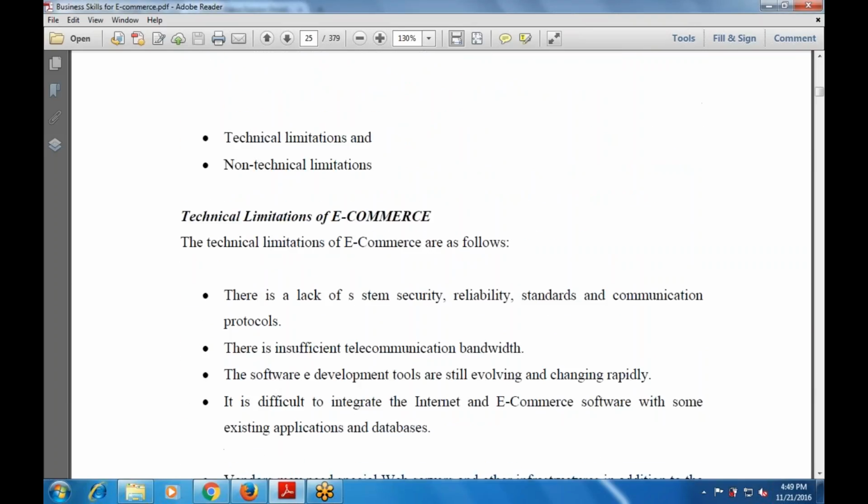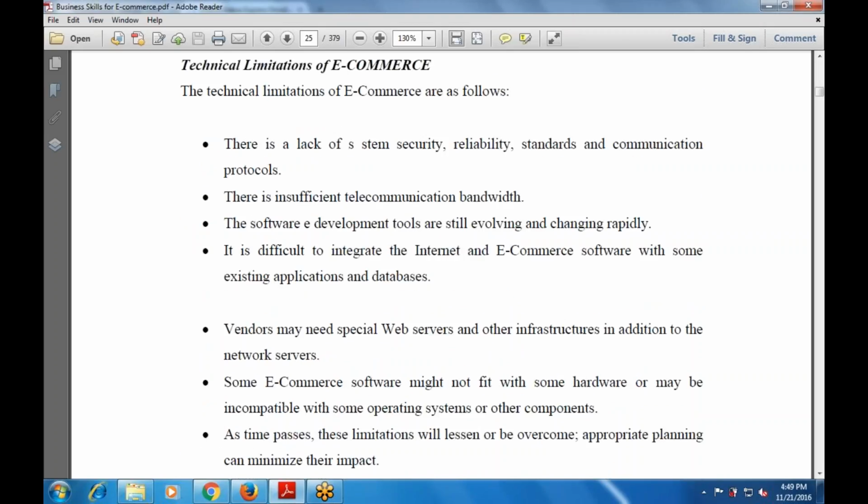The limitations: there is a lack of security. There is insufficient telecommunication bandwidth, because sometimes the speed is not good, the bandwidth is not good, so every transaction is not fulfilled with e-commerce. This is a technical limitation, a technical fault in terms of the insufficient telecommunication bandwidth. Then software development tools are also still evolving and changing very rapidly.